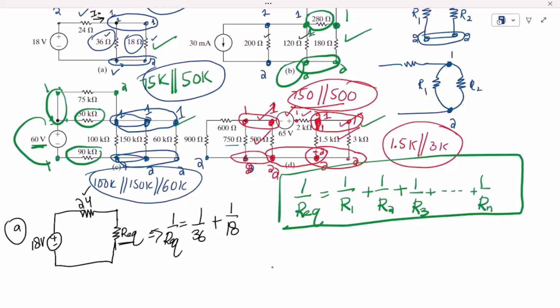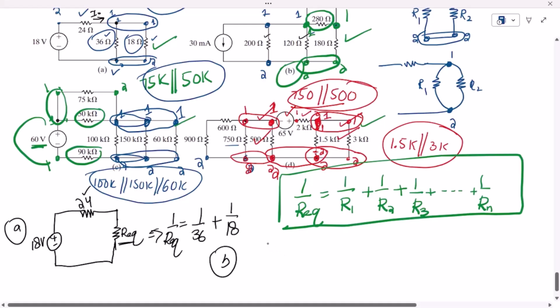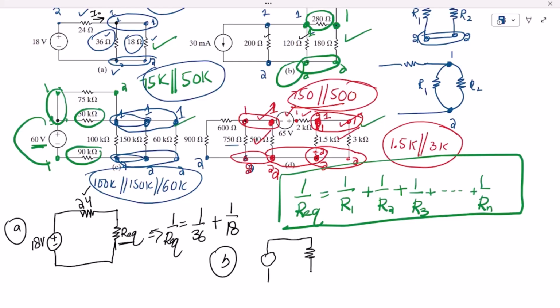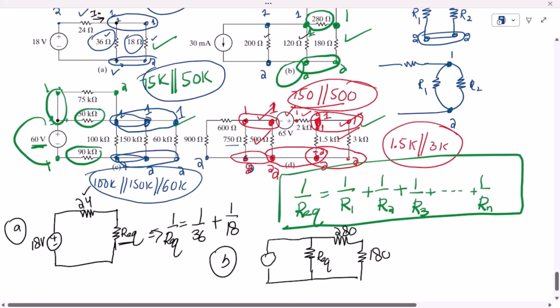In part B, we can see that the resistors which are in parallel are this one and this one. So the equivalent circuit will be here, as these two are in parallel with each other. The combination will be in the same style as it is here, so it will be R equivalent. The other resistors are 280 and 180 ohm, so this is what we have here.